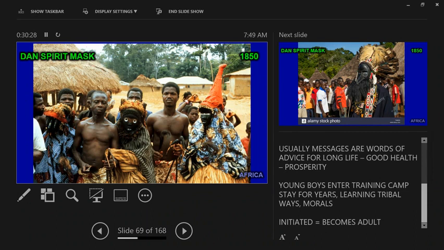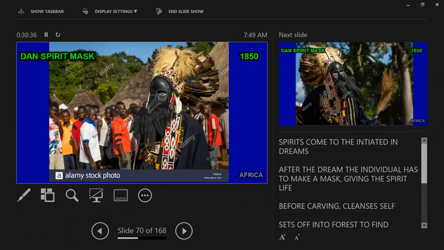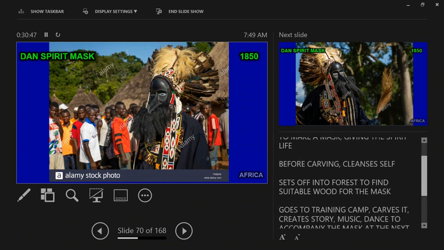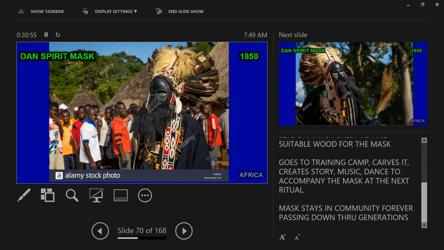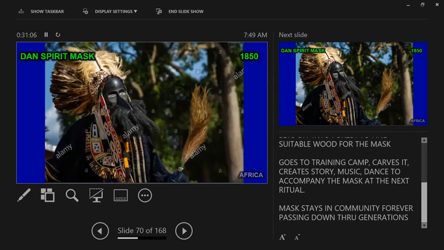Boys enter training camp and stay for years learning tribal ways and morals. Once they're initiated, this is when they become an adult. The spirits come to the initiated in dreams, and after they dream, the individual has to make a mask, giving the spirit life. Before carving, he cleanses himself and then sets off into the forest to find suitable wood for the mask. Then he goes into the training camp, carves it, and creates the story, the music, and dance to accompany the mask at the next ritual. The mask stays in the community forever, passing down through generations.